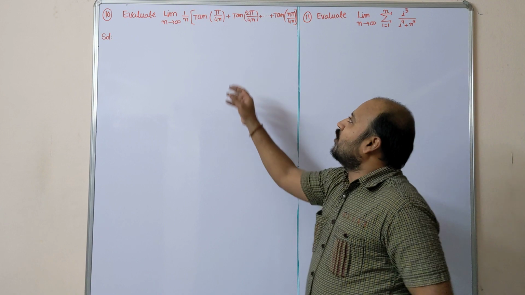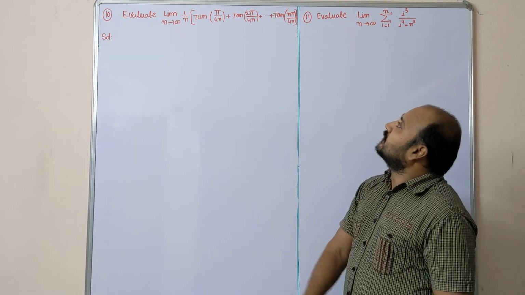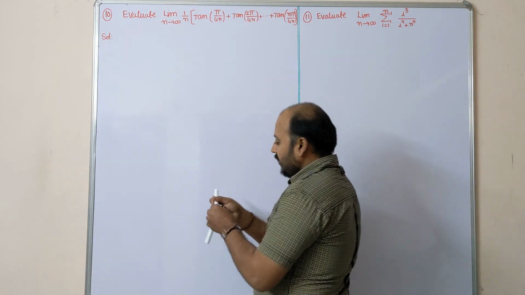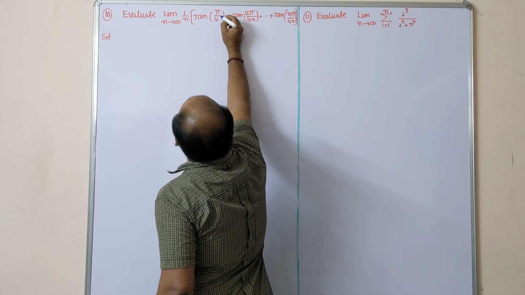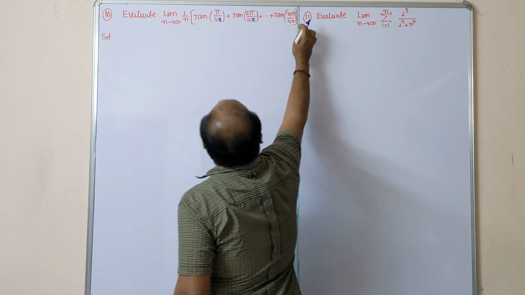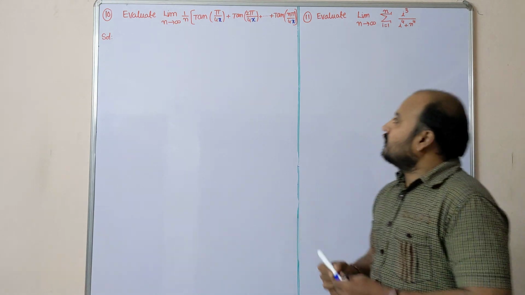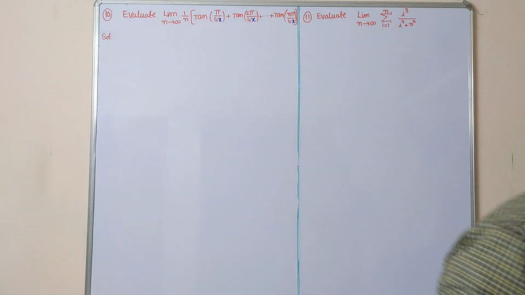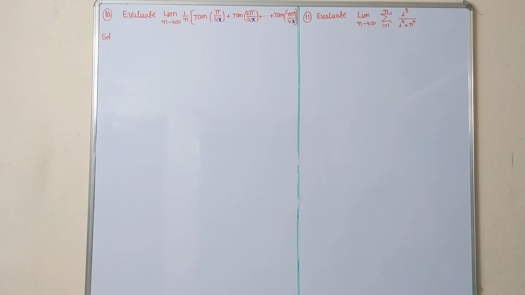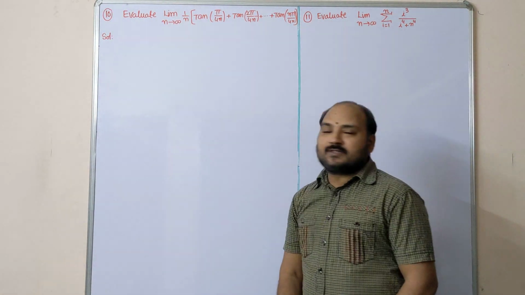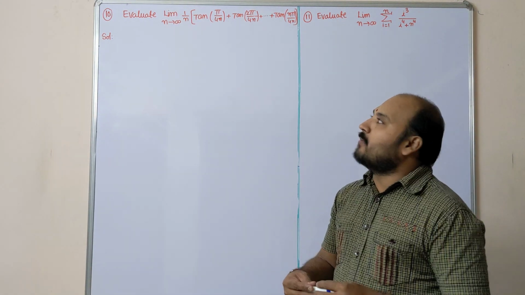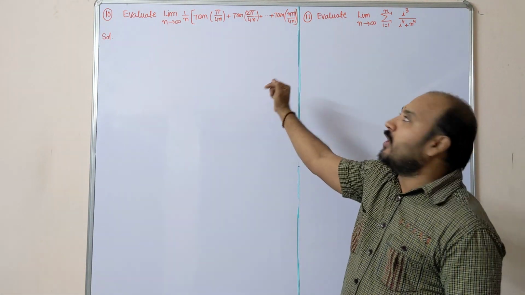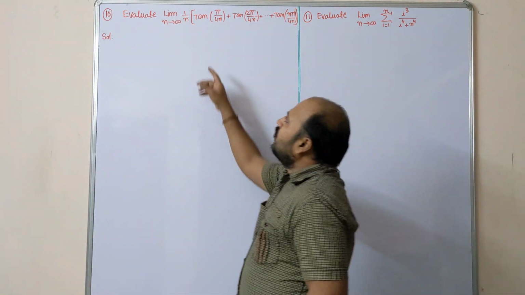Evaluate limit n tends to infinity, 1 by n into tan pi by 4n plus tan 2 pi by 4n plus and so on, tan n pi by 4n. Dear students, it is not 4x, it is 4n. Once again, I will check that question. The question is correct only, dear students. 1 by n is already there.